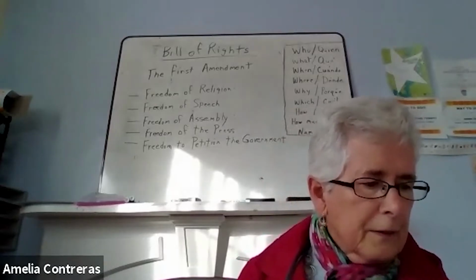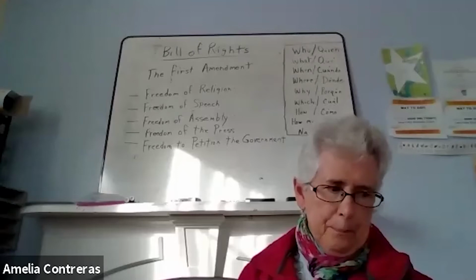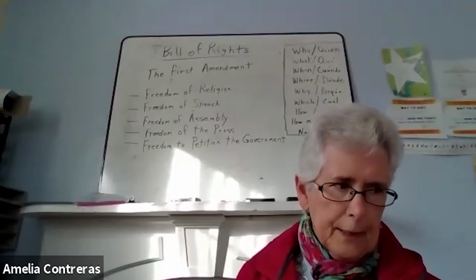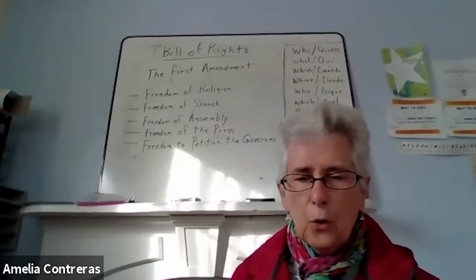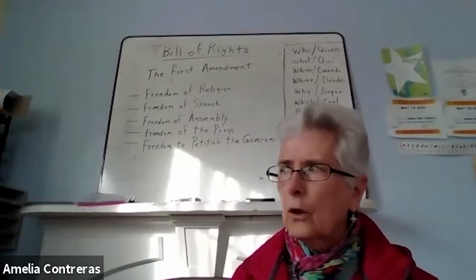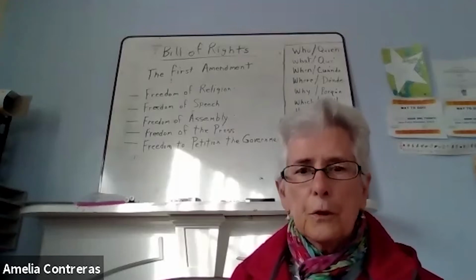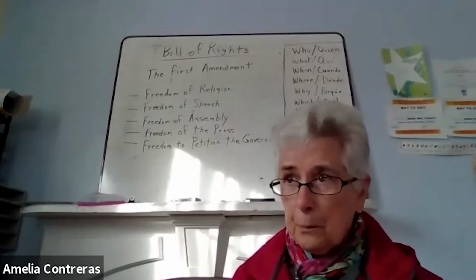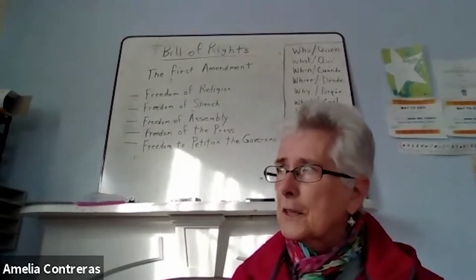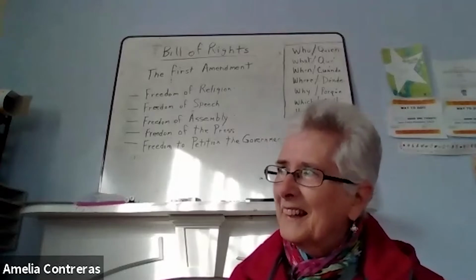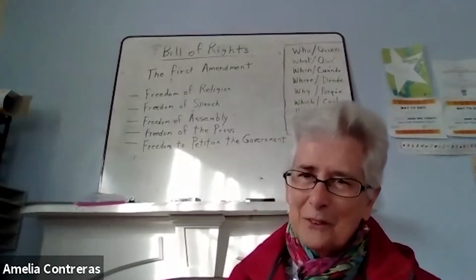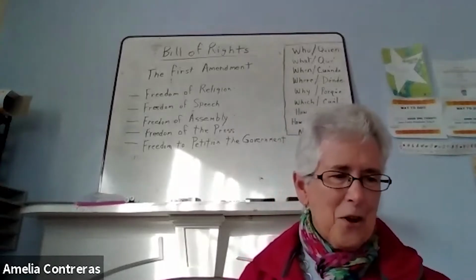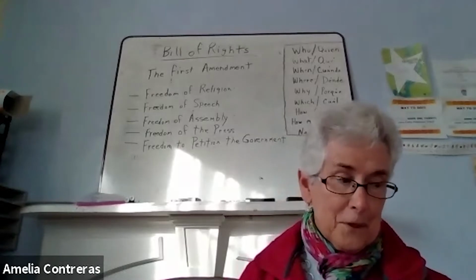And then finally, freedom to petition the government. So if there's something in the government or our laws that you think is not fair or not good for the people, you can write to your congressman or your senators, you can write to the president, you can write to all sorts of people and tell them your views. So there are 5 freedoms in the First Amendment.